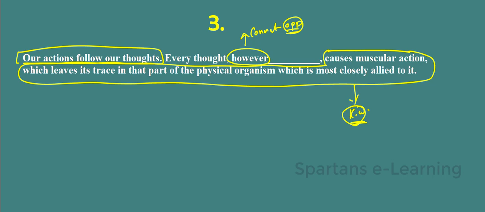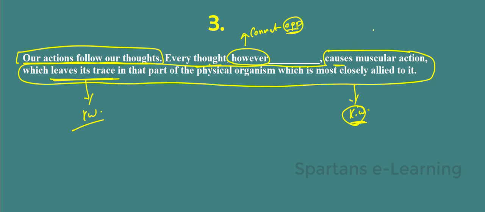So now first of all, know the meaning conveyed by the keyword. The keyword says this particular thought: every thought, however, dash causes. Who causes? The thought causes muscular action which leaves its traces. Leaving its traces. If you go to the micro level, even this becomes the keyword. So what you have to get from this is, every thought is actually leaving out traces, right?